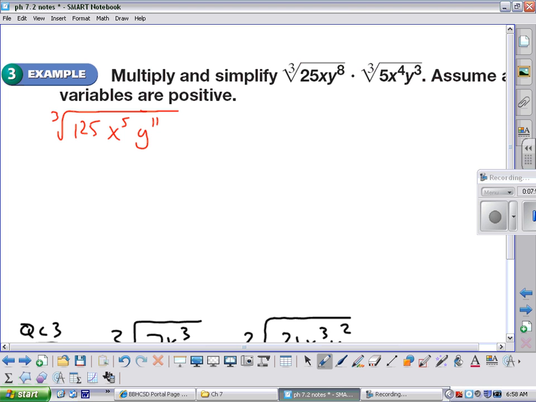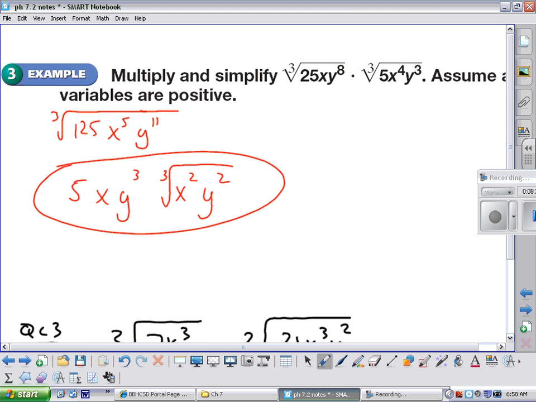Okay, so the cube root of 125 is 5. X to the fifth divided by 3. 5 divided by 3 is 1, so x comes out, and 2 are left underneath. 11 divided by 3 is 3, so y to the third comes out, with 2 remainder, so y squared is left underneath. And that's how you do that. So again, we're combining all those rules of exponents that we had before, along with what we learned yesterday about simplifying under a square root.